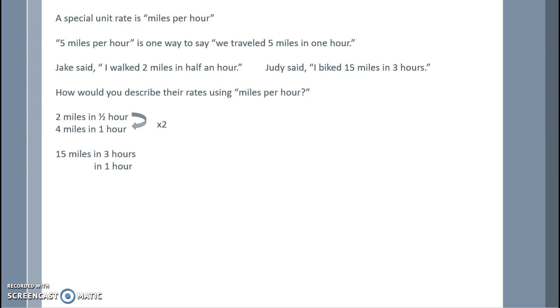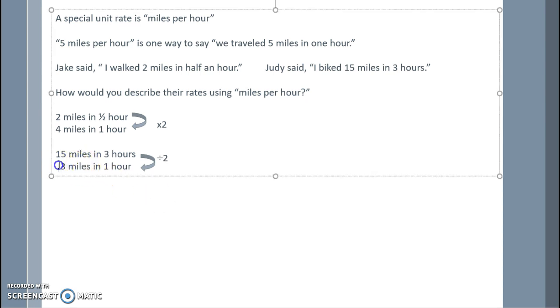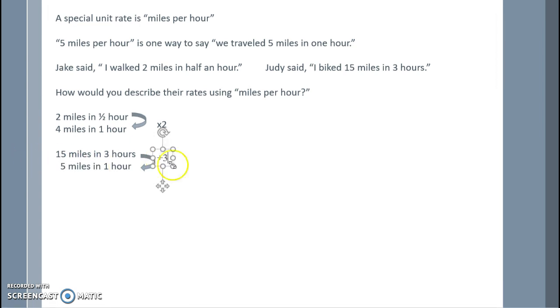Similarly, Judy biked 15 miles in 3 hours. How can we determine what she did in one particular hour? Well, we could divide by 3, not divide by 2, divide by 3. And if I divided 15 by 3, we would get 5. Okay. So 15 divided by 3 is 5, and 3 divided by 3 is 1. So she biked 5 miles in 1 hour.